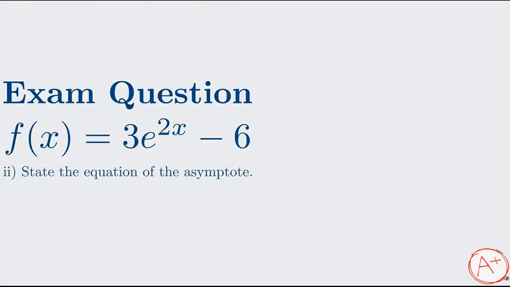State the equation of the asymptote of f. Looking at our general form, the constant term is negative 6. Therefore, the horizontal asymptote is the line y equals negative 6.